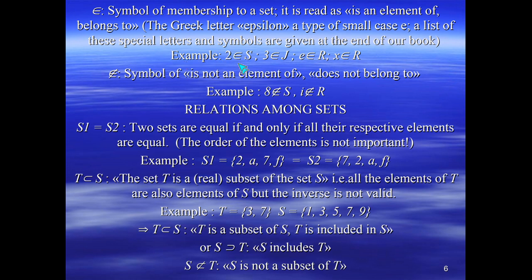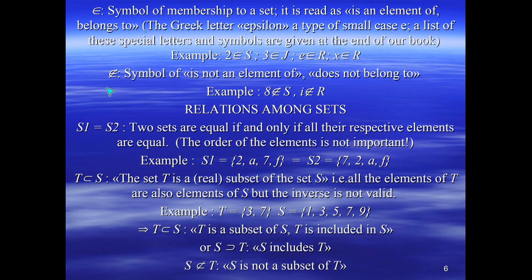Well, example, 2 belongs to S. What was S? A set consisting of 2, 3, 4. So 2 belongs to S. 3 belongs to J. Of course, all the real numbers between 2 and 5 belong to J. And 3 is between 2 and 5, so 3 belongs to J. 3 is an element of J. E, the earlier number, 2.71, etc. This number as well is a real number, so it belongs to the set of real numbers. It is an element of the set of real numbers. Or any x, x is an element of R, which means x is a real number. It's an element of the set of real numbers, you see.